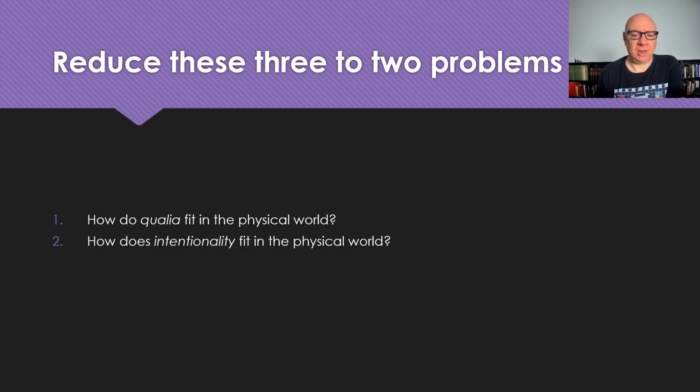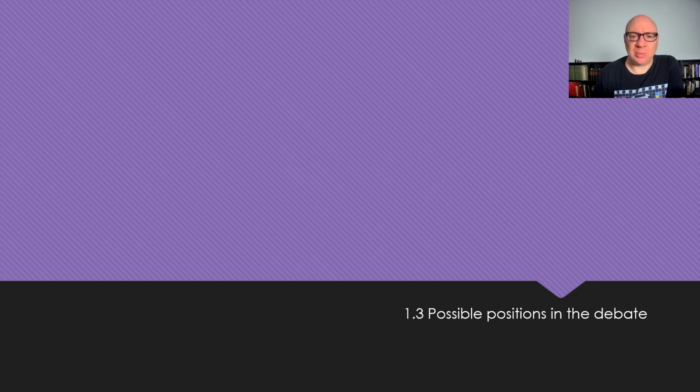Okay, so we can reduce the three problems to two problems, still we have two problems, and the question is, of course, what are the different answers that have been given in the history of thinking about the mind to these questions. So what are the possible positions in this mind-body debate, this debate of how the mind fits in the physical world, how it's related to the physical body?